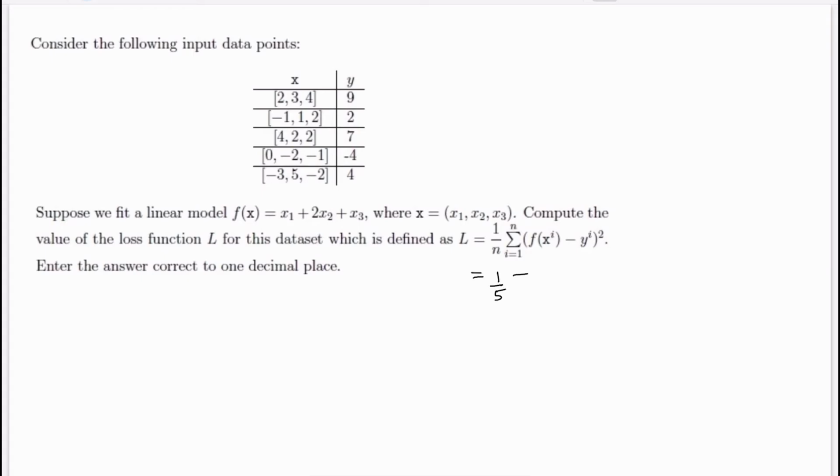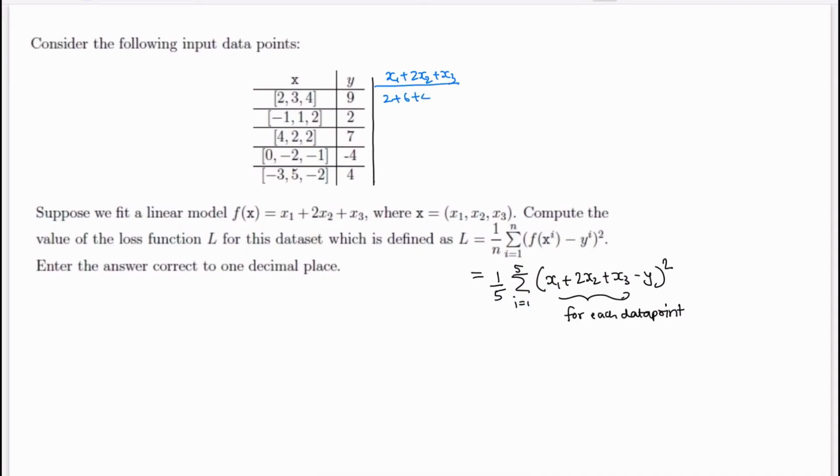Alright, so here we have a data set and we have to compute the loss function, which is nothing but 1/5 times the summation, i running from 1 to 5, of the predicted value, which is x1 + 2x2 - 2x2 + x3, minus y, right? So we have to do this for each data point. So let's compute it for each of the data points.